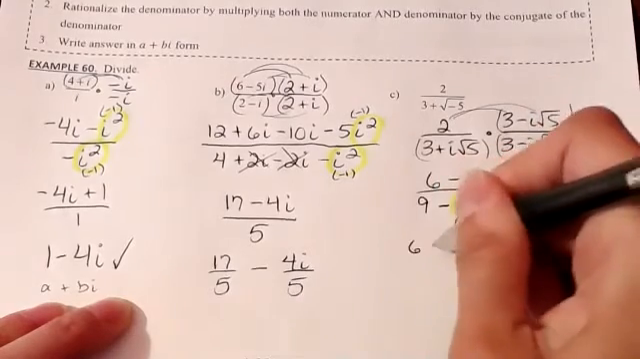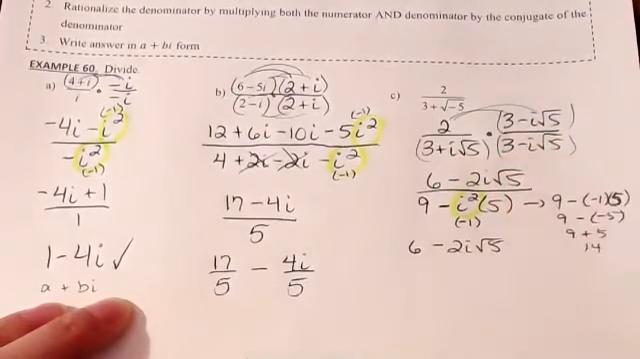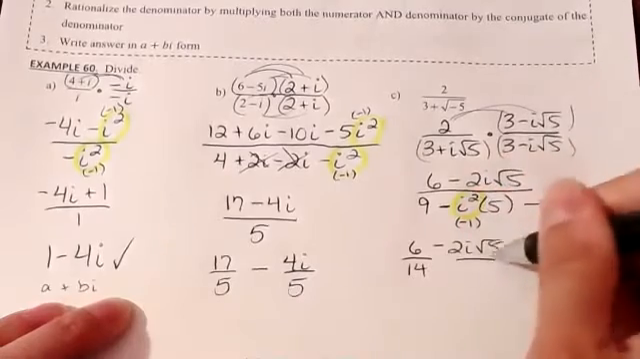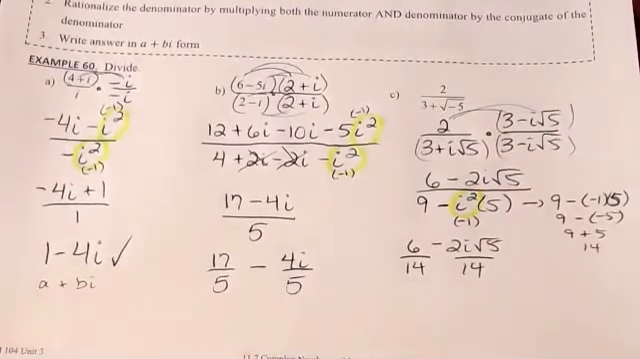So we have 6 minus 2i square root of 5, but each of these are over 14. We are not allowed to write this as one whole fraction. What's the last thing you notice about this expression? What do you see here that you can do?